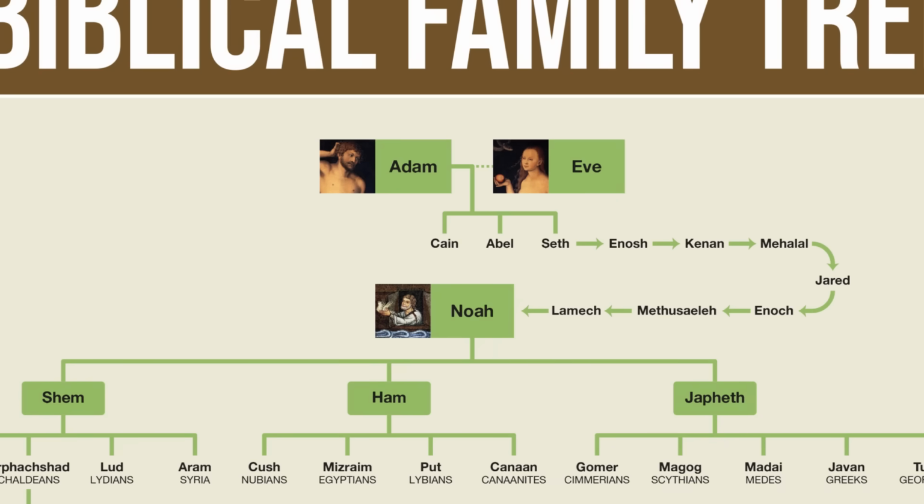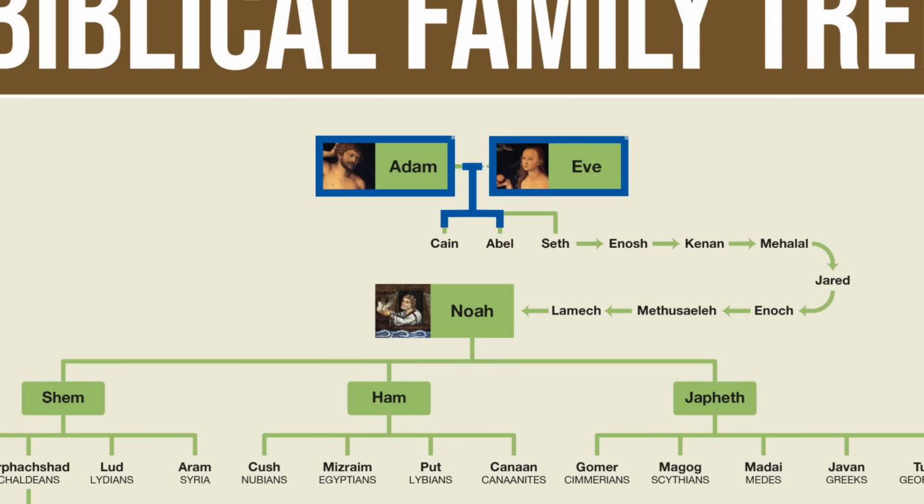At the top of the tree is, of course, Adam and Eve, who, according to the Bible, were the first two humans created by God. Their first two children were named Cain and Abel. But as you probably know, Cain kills Abel out of jealousy, and therefore Adam and Eve have a third son named Seth. And it is through Seth that the biblical story continues.